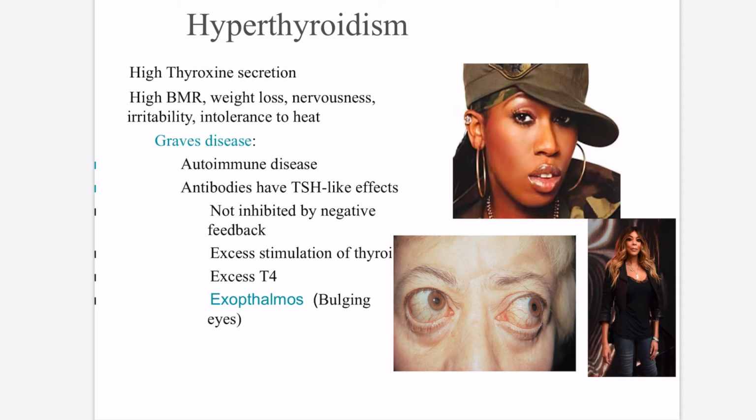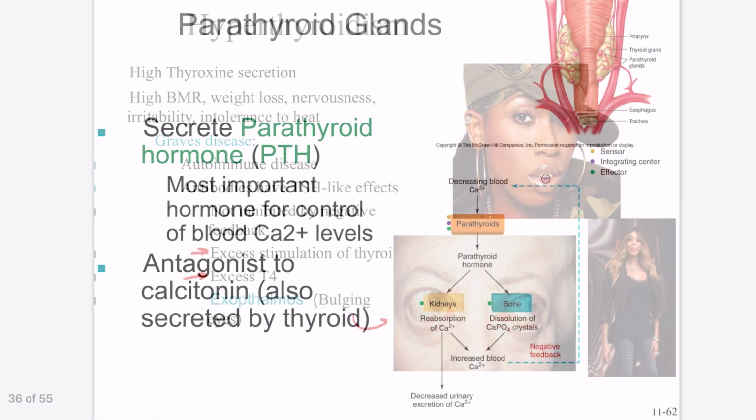Antibodies are going to have thyroid-stimulating hormone-like effects, which is going to cause that excess T4. So excess stimulation of the thyroid, and it's not inhibited by negative feedback. Another side effect of this is called exophthalmos, which is the bulging eyes.